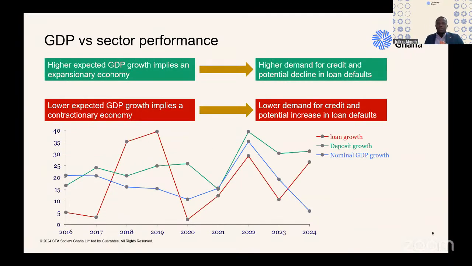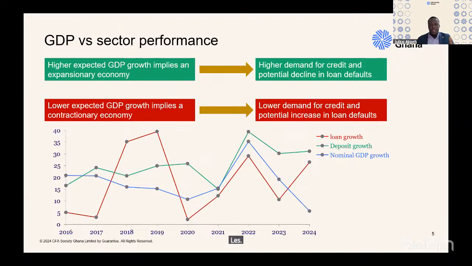Let's get into GDP and sector performance. Looking at this slide and taking the first statement at the top: higher expected GDP growth implies an expansionary economy. An expansionary economy, as I mentioned earlier, is likely to result in a higher demand for credit and a potential decline in loan defaults because companies will then have stronger cash flow. However, whether this will happen depends on the sectors the bank is exposed to.